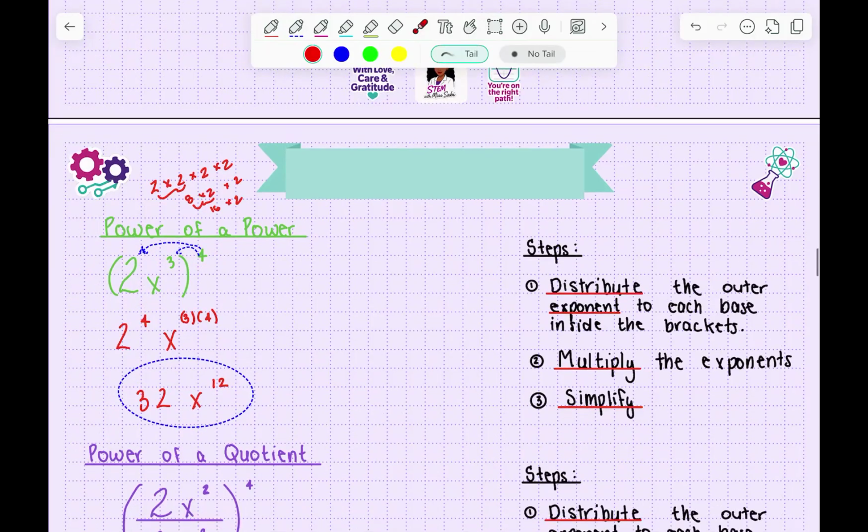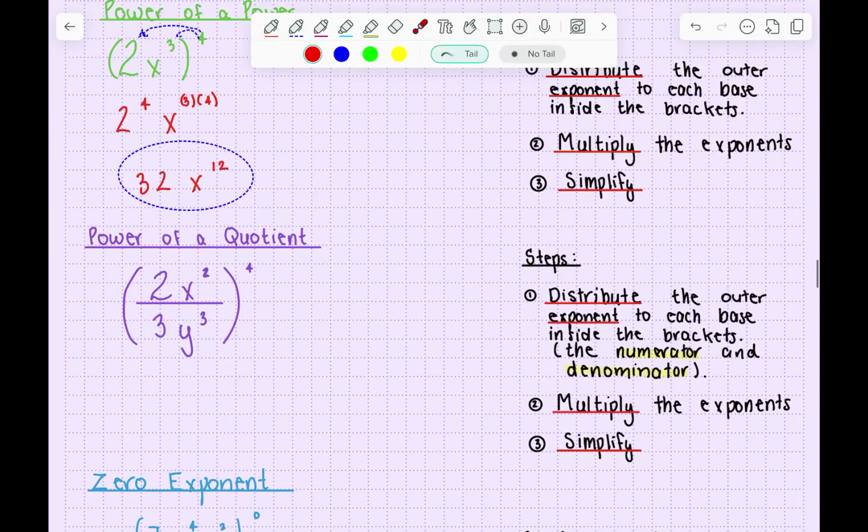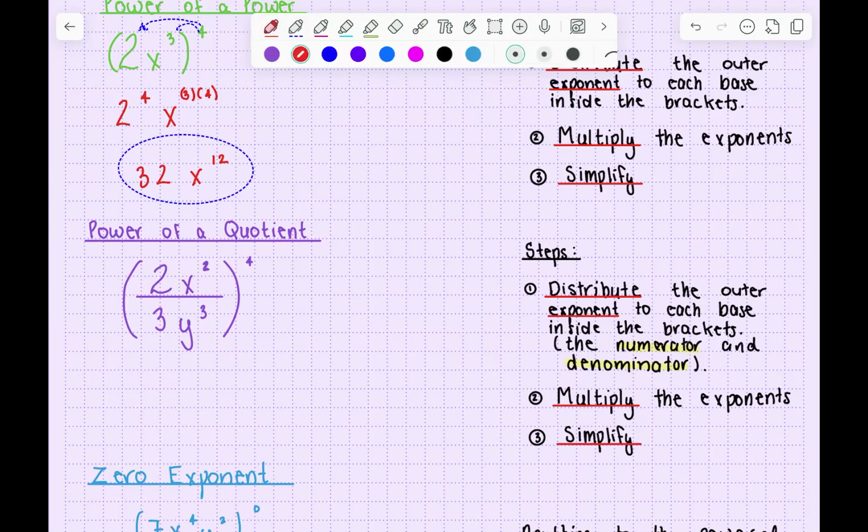Okay, now we have power of a quotient. Okay, so remembering quotient means division. So it's called power of a quotient because there's a division, the operation of division happening in here. So remember, a fraction is dividing. So you're dividing your top by your bottom. And then there's a power outside of that. Okay, so it's called power of a quotient. So again, you're doing the same thing that we did in that other step. You're going to distribute this to everything in here.